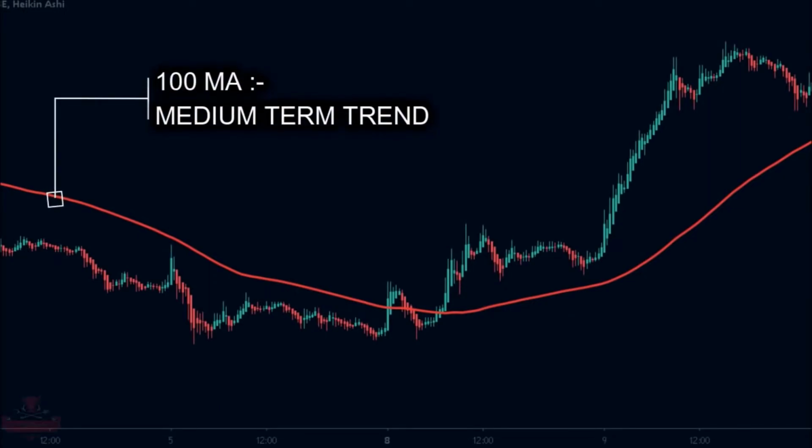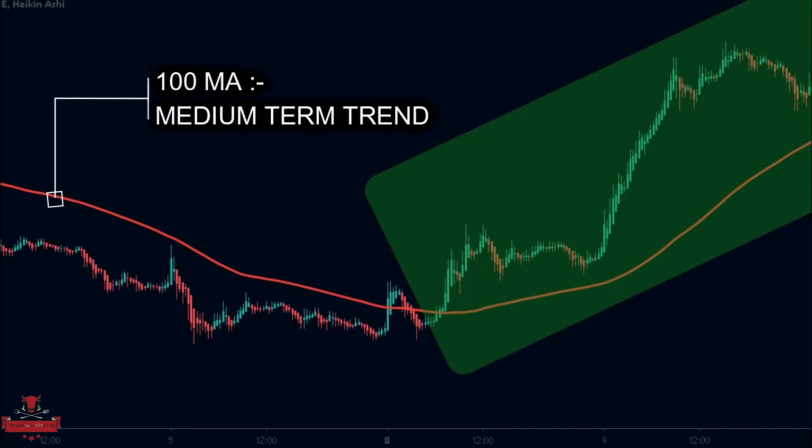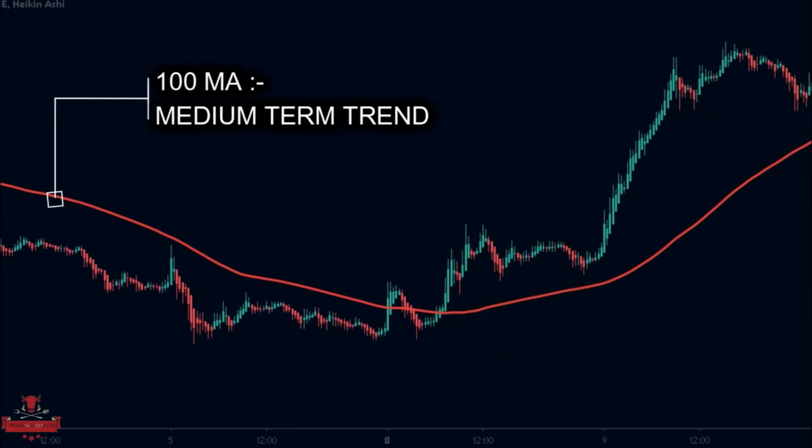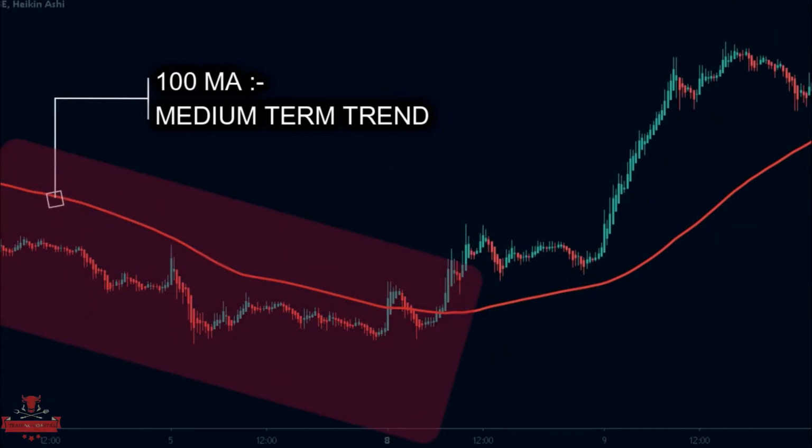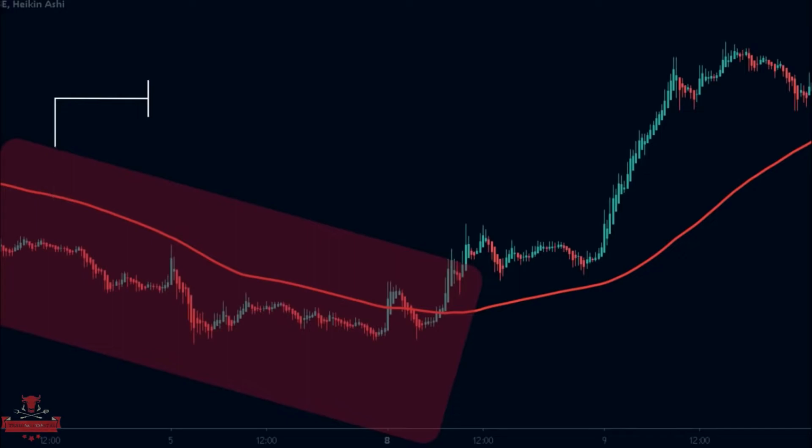When the price is above the 100-period moving average, we will consider the price in an uptrend, and we will only look for buy setups. Similarly, if the price is below the moving average, we will look for sell setups.